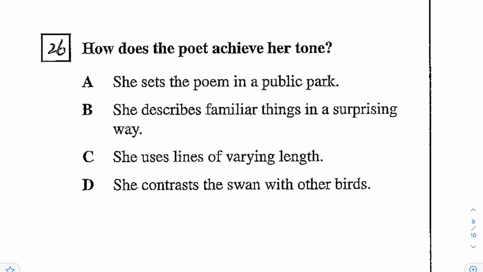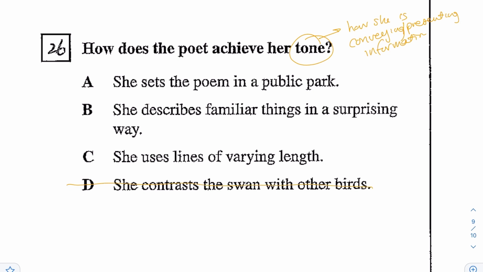Next, for number 26, how does the poet achieve her tone? So her tone is how she is conveying the information. So how is she presenting the information? Does she set the poem in a public park? Is she describing familiar things in a surprising way? Is she using lines of varying length? Or is she contrasting the swan with other birds? So she definitely doesn't do that. That's not the focus here.